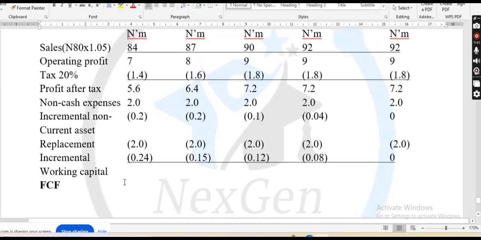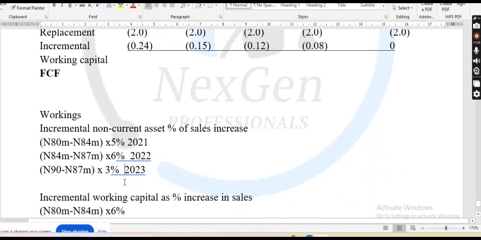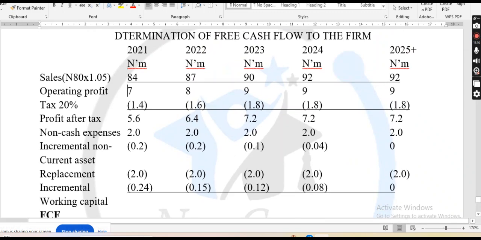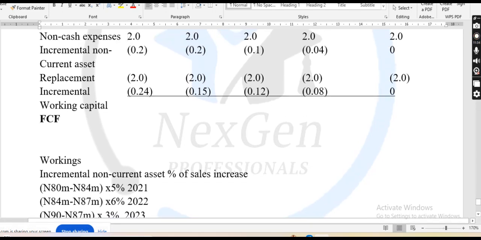The same thing is applicable to incremental working capital. If you do the same thing for the year 2022, it is 87 minus 84 times the increase, which is 6%, and you have the figure. So apply the same thing with incremental working capital.